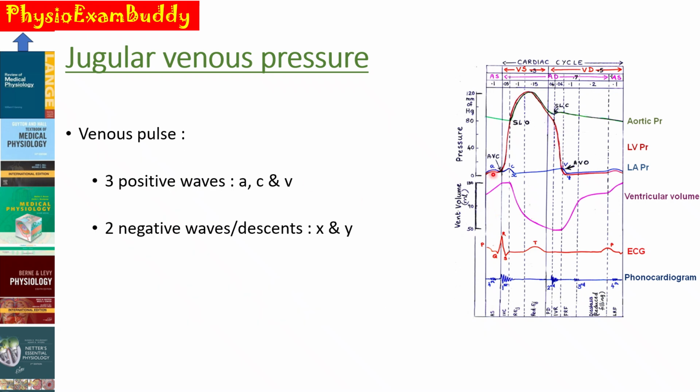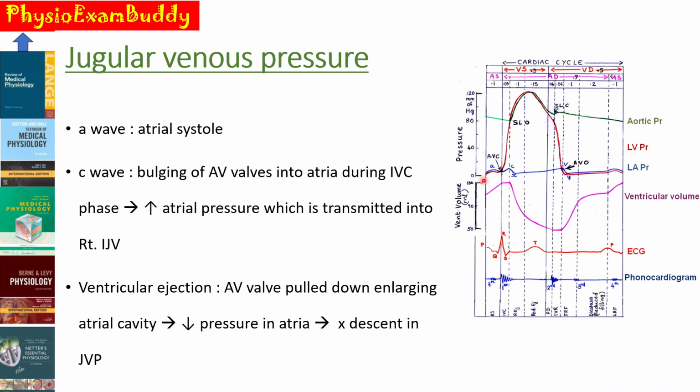This jugular venous pulse is represented in this left atrial pressure. This venous pulse has three positive waves, that is the A wave, C wave as well as V wave, and two negative waves or descents, which are the X descent as well as the Y descent. The A wave, which happens during atrial systole, is the first positive wave in JVP, followed by the C wave, which is the next positive wave.